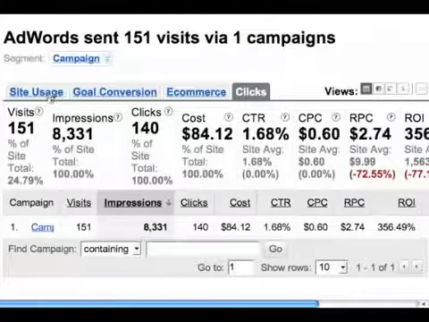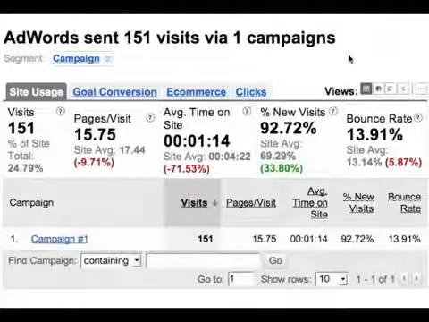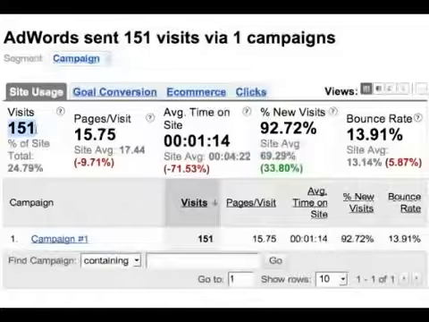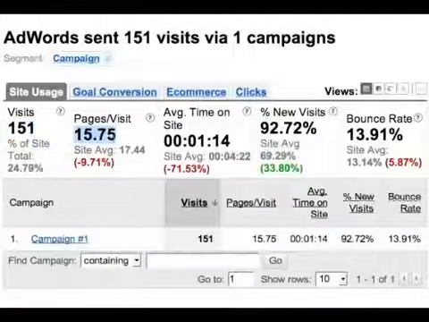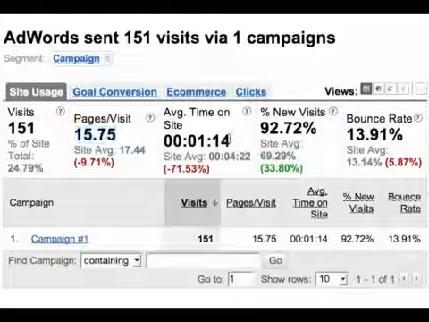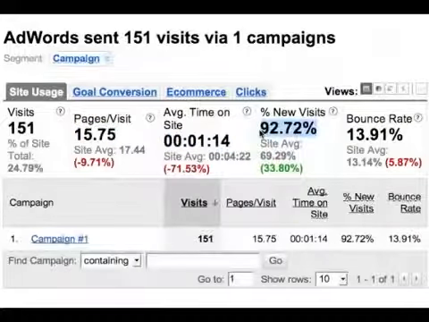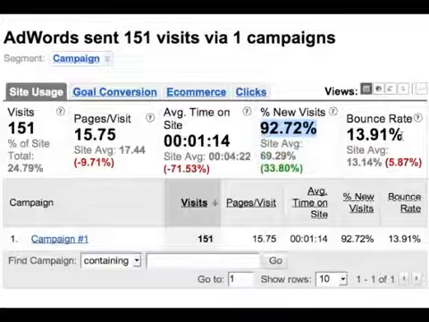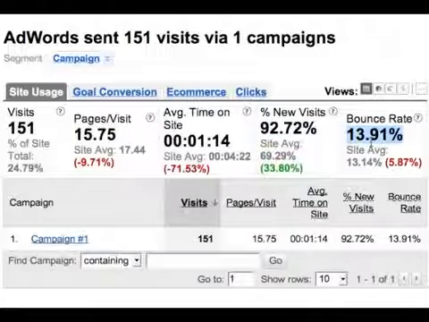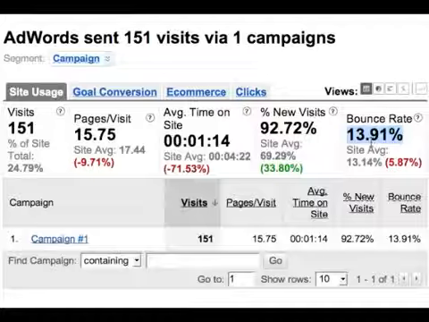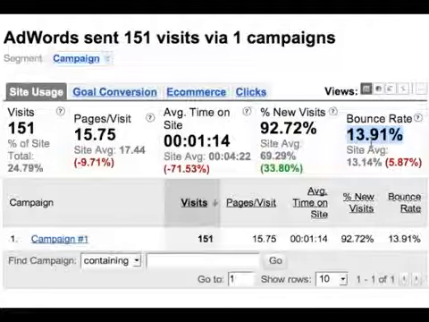Here we can see the results from all AdWords traffic to the site. There were 151 visits, with about 15 pages viewed per visit and over 1 minute per visit spent on the site. About 93% of these visits were from people who had never been to the site before, and about 14% of the visits resulted in the visitor immediately leaving the site.